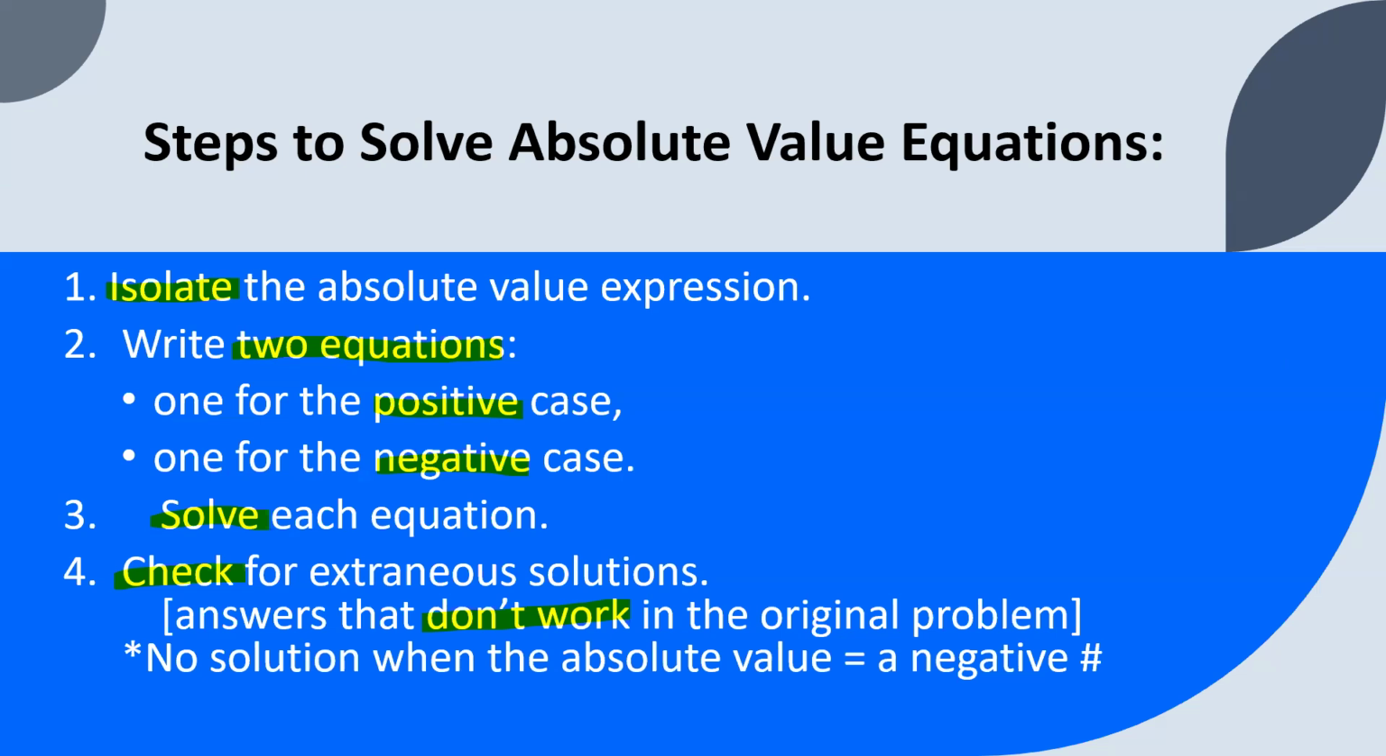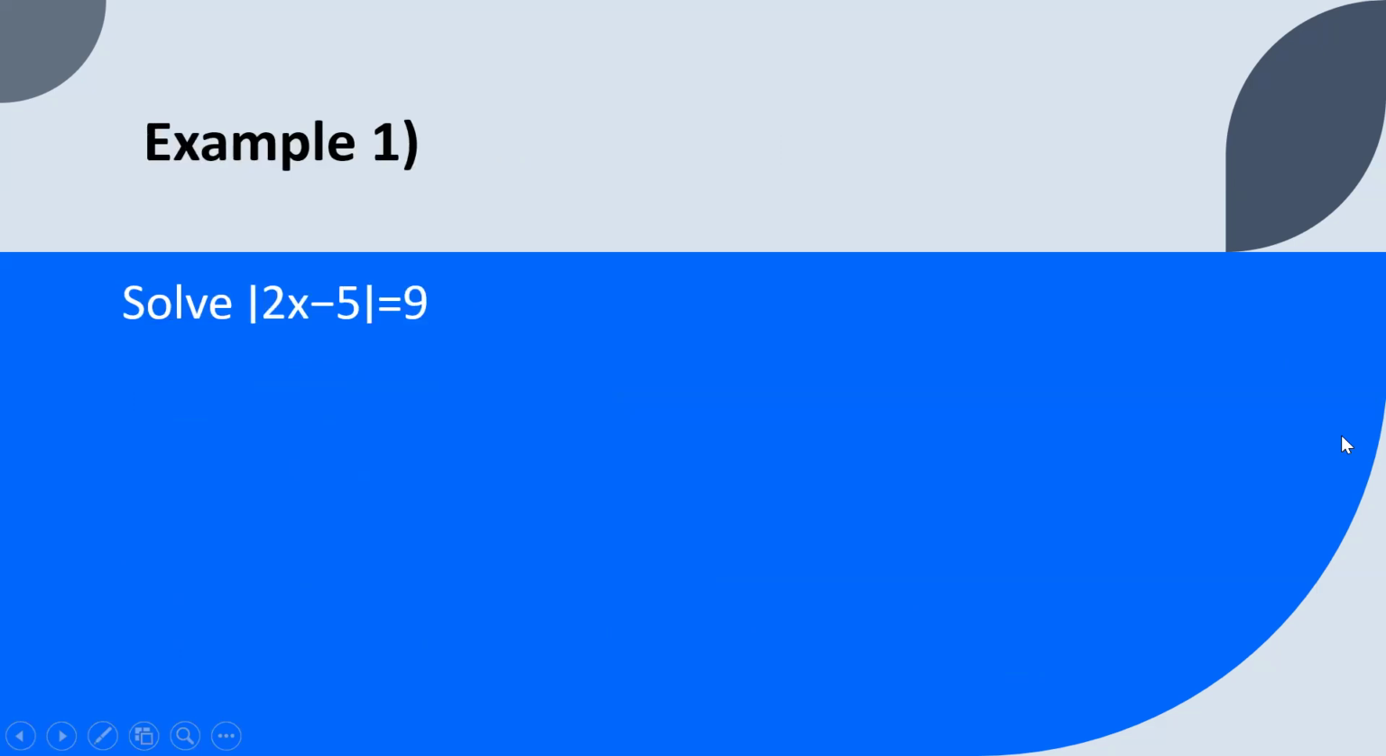Okay? All right. And your third box, my friends, is our first example. So up first, we have the absolute value of 2x minus 5 equals 9.